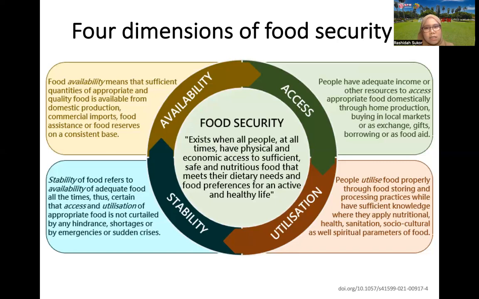Okay, number two is access. Number one is availability, which is important. Number two is access. What does it mean by access to food? Access can mean physical access. When the food is there, you can access the food, right? So you can touch the food. That means you have physical access.